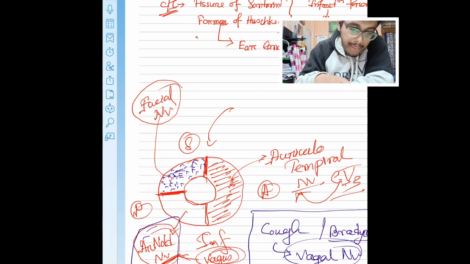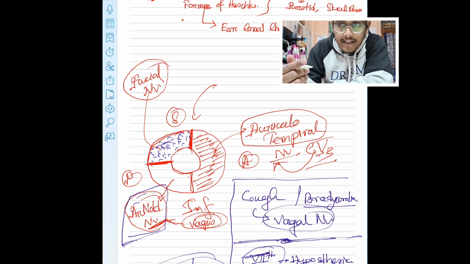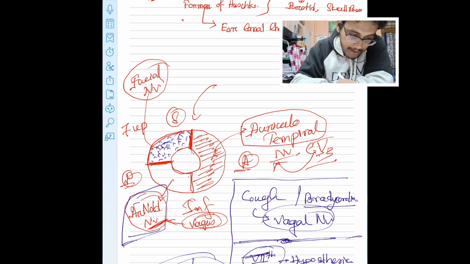Now coming to the nerve supply of the ear canal. If we look at this diagram of the ear canal, the anterior part is supplied by the auriculotemporal nerve. This is a branch of the mandibular division of the fifth cranial nerve, the trigeminal nerve. So this is the anterior part, this is the posterior part. The anterior part is supplied by the auriculotemporal nerve. In the posterior part, the upper half is supplied by the facial nerve. You can remember 7, the cranial nerve 7 up.